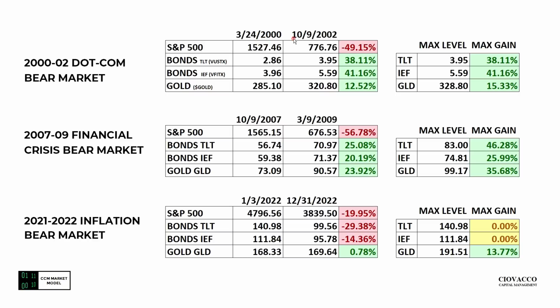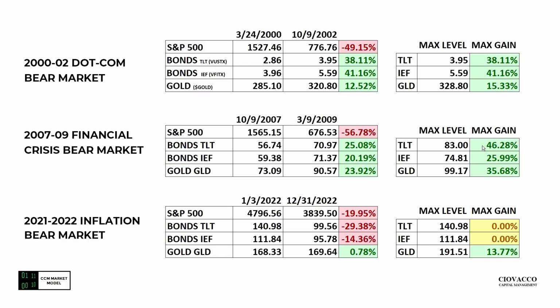In this bear market window, TLT, IEF, and gold all produced positive returns. Similar situation during the financial crisis. The S&P 500 gets whacked, bonds do extremely well, and even gold does well in this bear market. These are the point-to-point returns, the max gain between point A and point B, even better. TLT and IEF both up almost 40%, and here gold up 15% at the max gain level between this date and this date. Similar situation in the financial crisis.